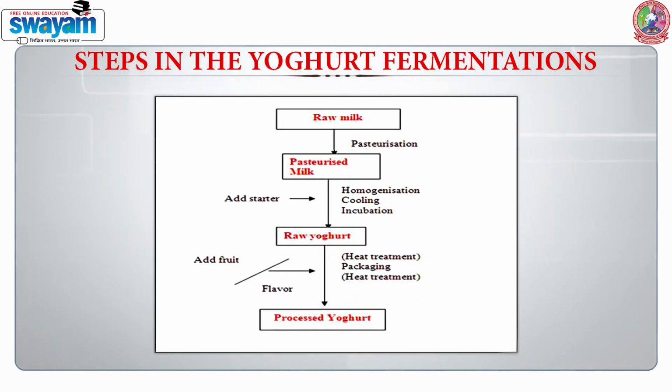Starter cultures are also utilized for the yogurt fermentation. The process involves pasteurization of the raw milk and then starter is added. The milk is homogenized, cooled and incubated. It results in raw yogurt. The raw yogurt can be utilized directly to form processed yogurt, or we can add fruits or flavors to fortify the raw yogurt to form different types of products.